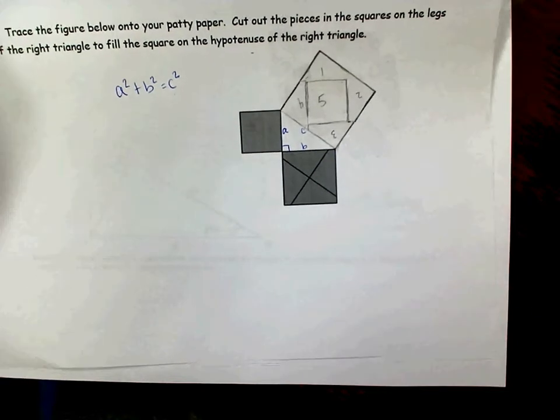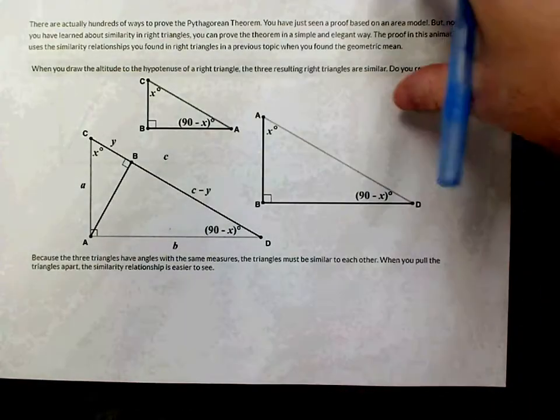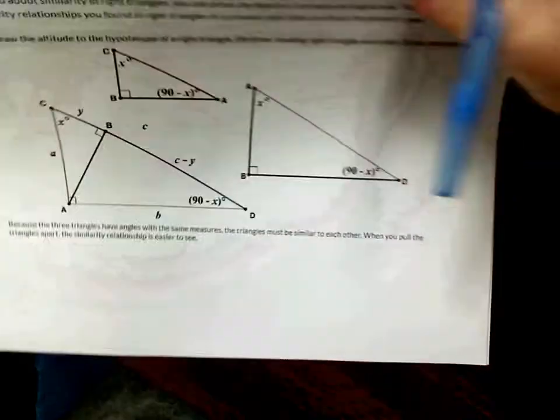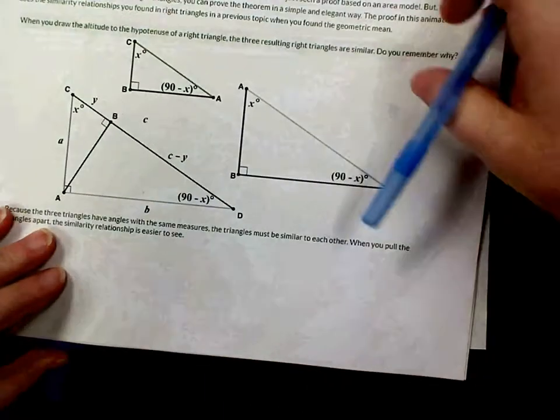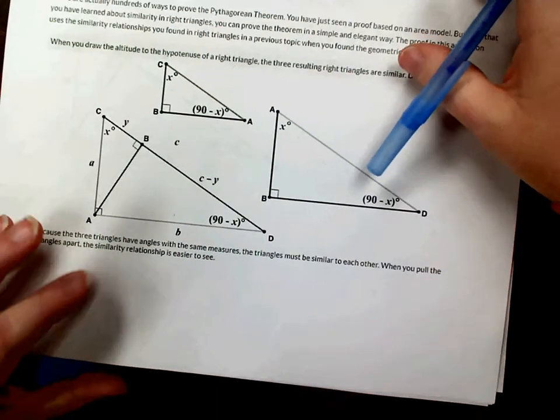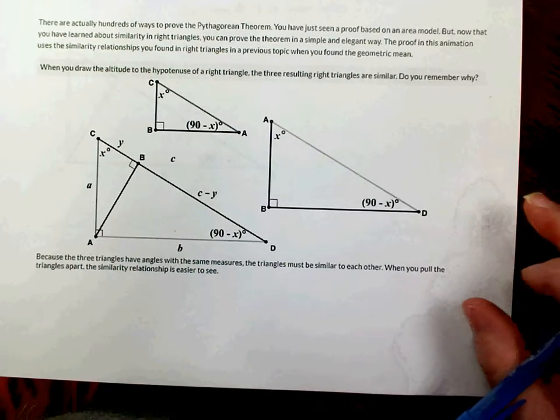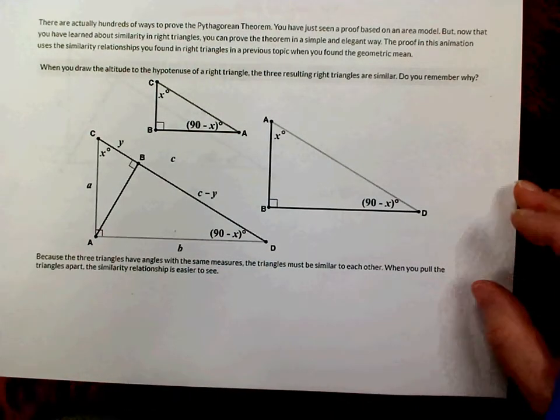And so that's what we call an area model of the theorem, but there are literally hundreds of ways to prove the Pythagorean theorem. Good thing is we're going to learn every single one of them. Okay, I'm just kidding. But here's a second proof of the Pythagorean theorem. So that one was an area model.